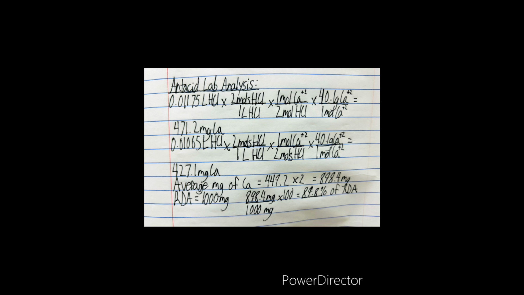With the RDA being 1,000 milligrams, we divided 898.4 milligrams by 1,000 milligrams, then multiplied by 100 to get the percent. It only came out to be 89.8% of the recommended daily allowance.